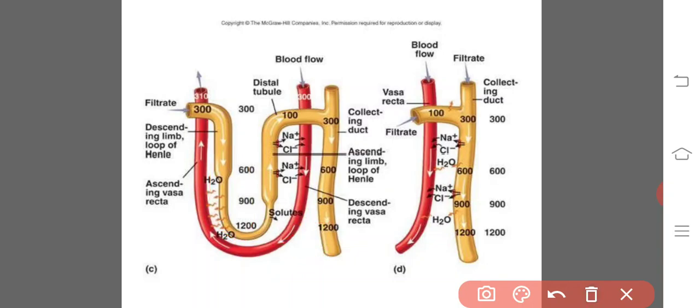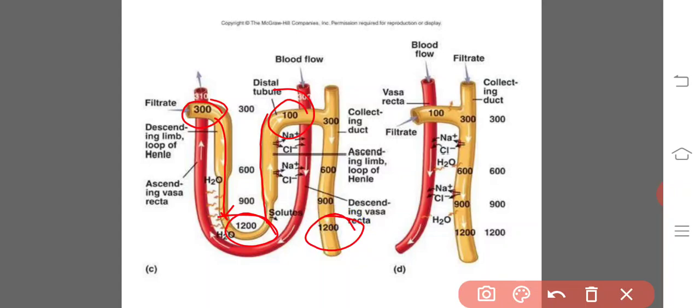So for example, if we start from here, whenever it reaches the hairpin loop, it is 1200 hypertonic, and whenever it reaches the distal convoluted tubule, it becomes 100, but at the end of the collecting tubule, again it attains 1200. So with removal of water, it gets concentrated. Okay, and with release of ions, salts, it becomes hypotonic, and again by releasing water, it becomes hypertonic.